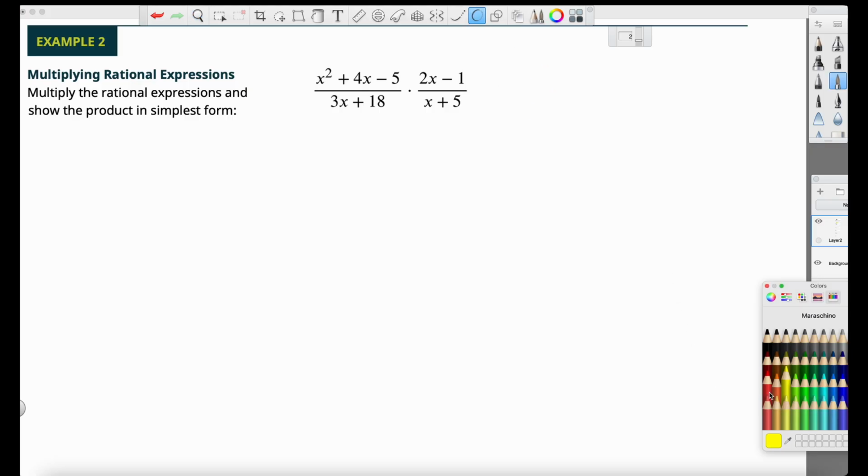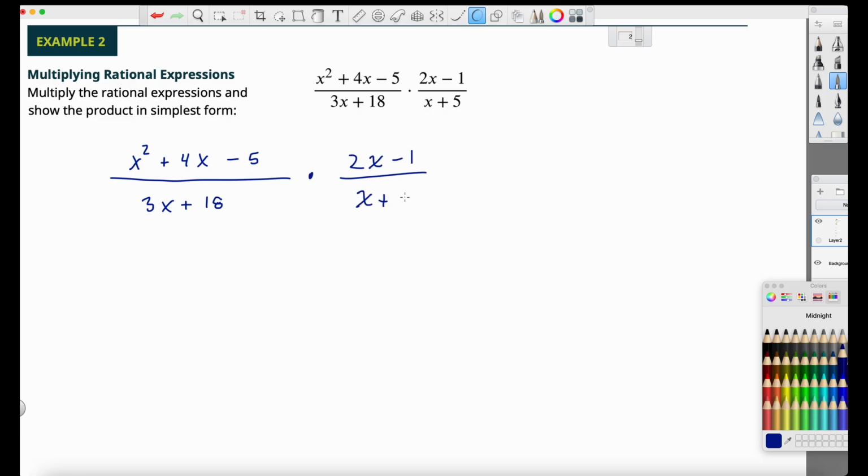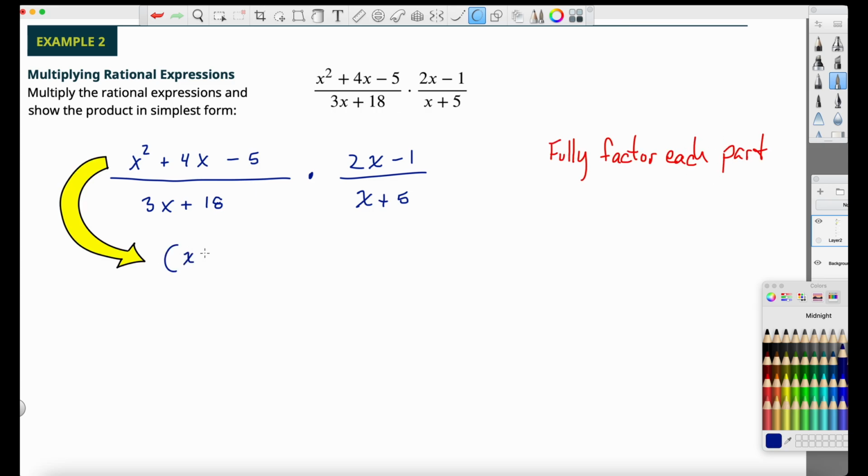Example 2, we have two more rational expressions and we're multiplying them. And so again, we're going to fully factor the numerator and the denominator of each rational expression, and then try to see if there's some common factors that we can cancel. So here we are in the numerator of the first one. We have x plus 5 times x minus 1. And then the denominator, all we can take out is a 3.